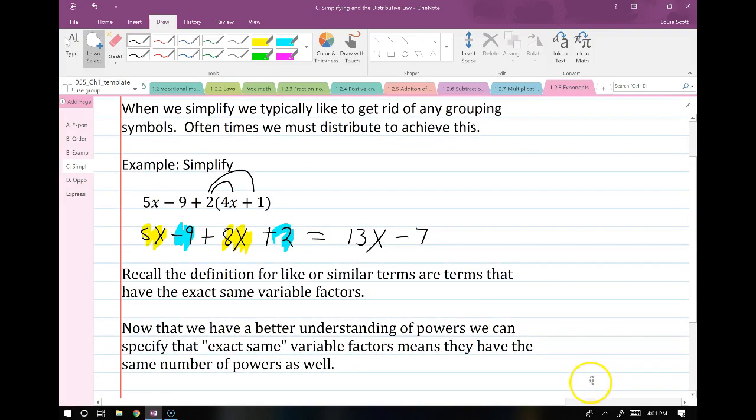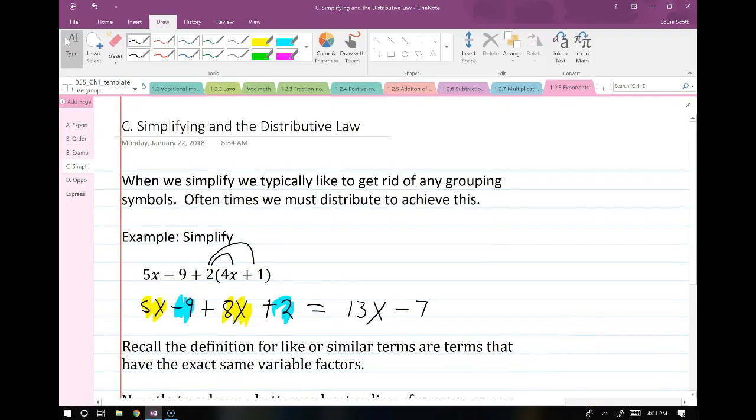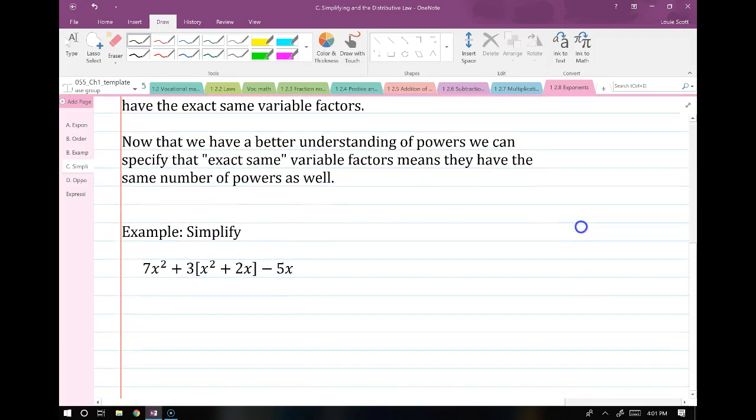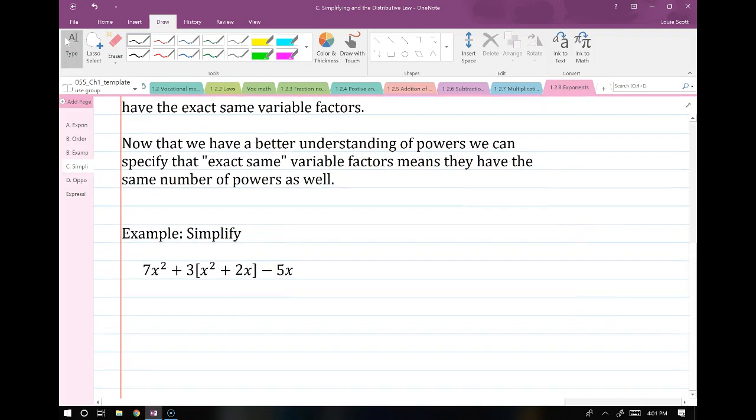Okay, so we just put together some like terms, and those had a single factor of x, right? 5x and 8x. Something that we will see in this next example is that those have to be the exact, not only do they have to have instances of x, but it has to be the same number of instances of x. And so x squared is not a like term with x cubed, because those have different numbers of factors of x's. All right, so this example will illustrate that.